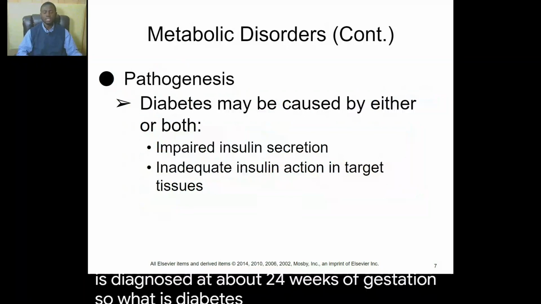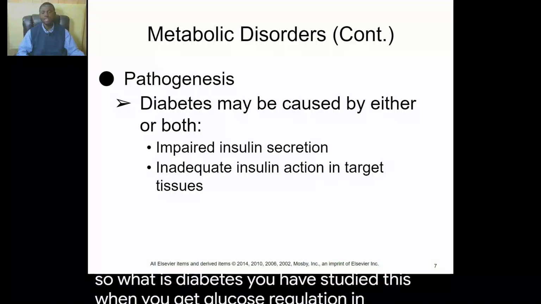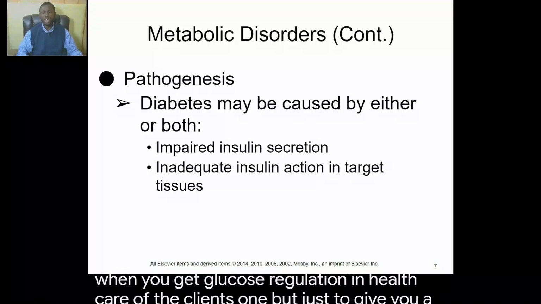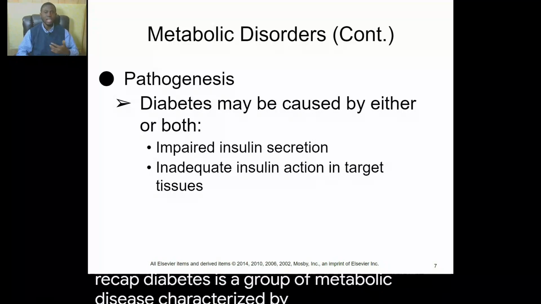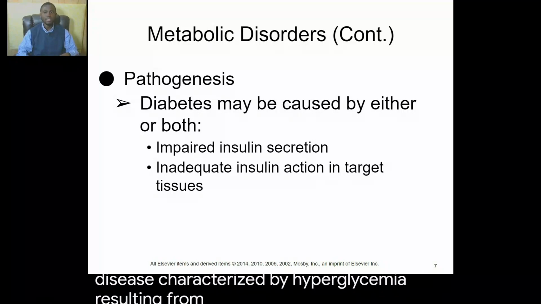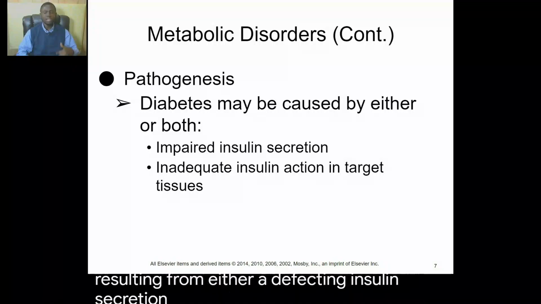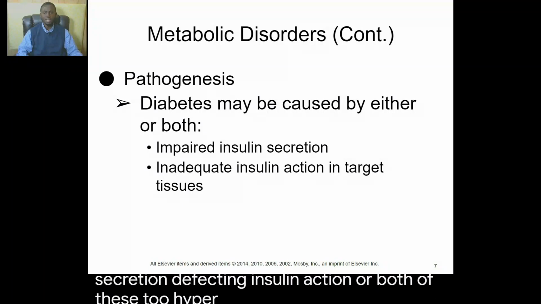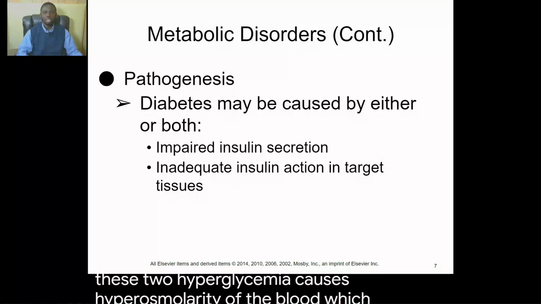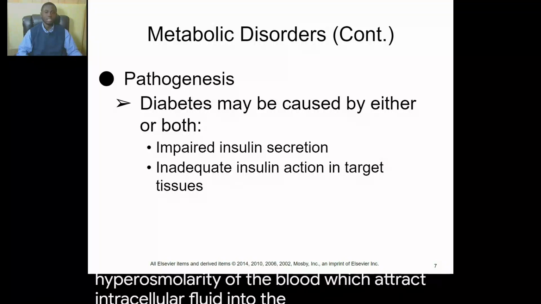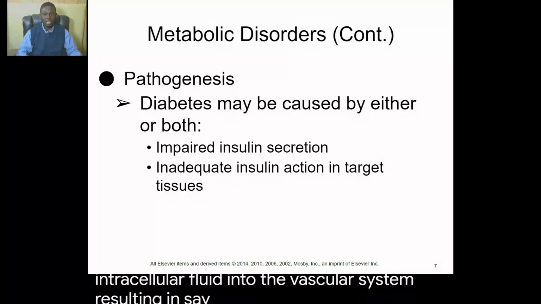So what is diabetes? You have studied this when you did glucose regulation in Health Care of the Client 1. But just to give you a recap, diabetes is a group of metabolic diseases characterized by hyperglycemia resulting from either a defect in insulin secretion, a defect in insulin action, or both of these two. Hyperglycemia causes hyperosmolarity of the blood, which attracts intracellular fluid into the vascular system, resulting in cellular dehydration and expanded blood volume.